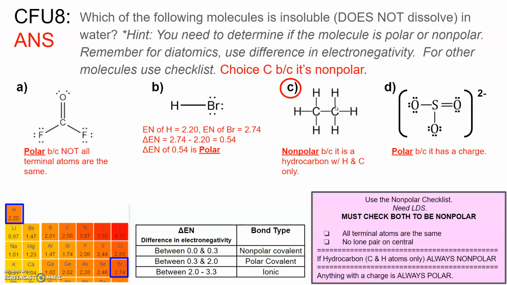Choice C has more than 2 atoms, so we use the checklist. And in this case, this fits the hydrocarbon exception, which is all hydrocarbons are always nonpolar. So this one's nonpolar. And then finally for choice D, this one fits the other exception, which is anything with a charge is always polar. Since there's a charge on the outside here, we know that this is polar. So this would dissolve in water. So the only thing that's not going to dissolve in water is a nonpolar molecule, and that would be choice C.